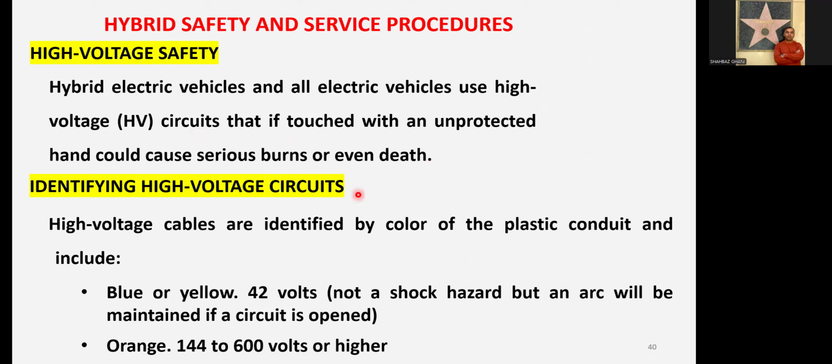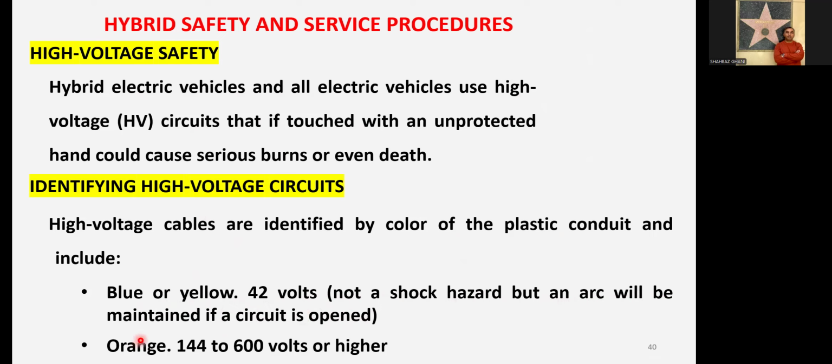Identifying the high voltage circuits. How to identify the high voltage circuit in a hybrid vehicle? The high voltage cables are identified by the color of the plastic conduit. By the color coding we can identify blue or yellow. It contains 42 volts, not a shock hazard, but an arc will be maintained if a circuit is open. So if you have a blue or yellow plastic conduit on a wire, it contains 42 volts, not a shock hazard, but an arc will be maintained if a circuit is open.